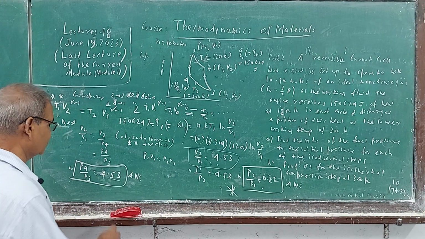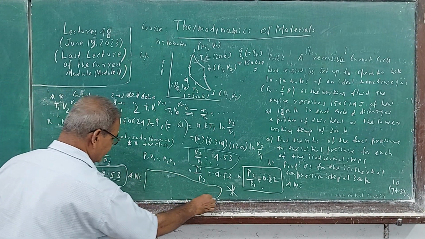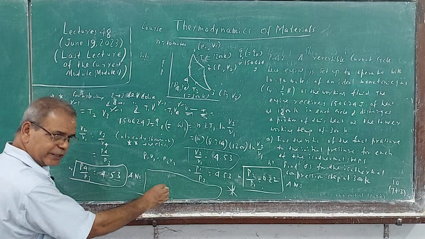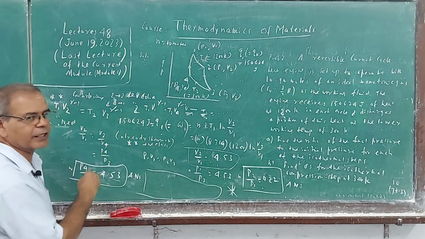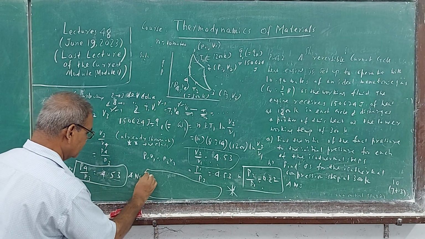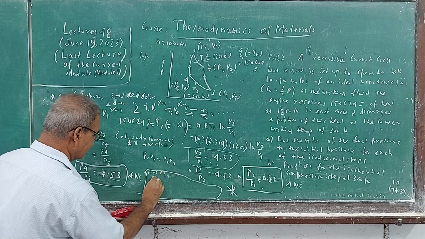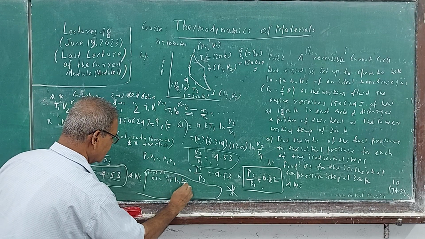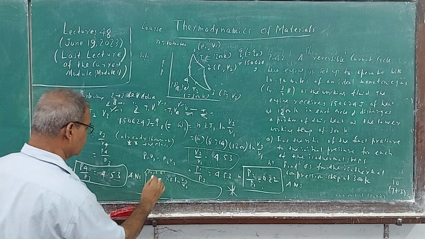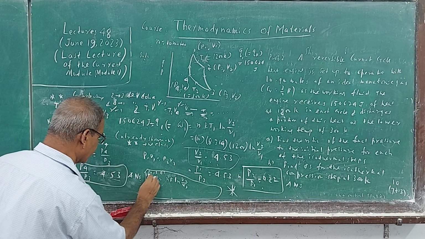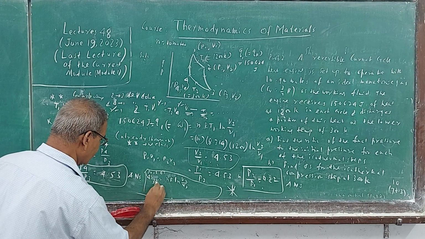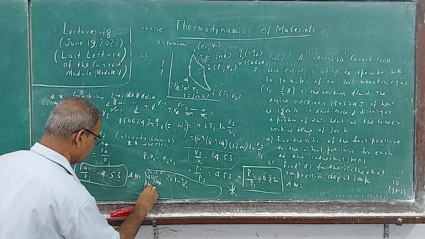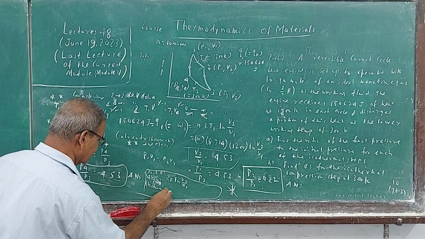The last is delta S, part B. This much space is required. Though I can remove this, I'll show it here. Delta S is what? n R ln V2 by V1 for an isothermal path. Delta S for which step? 3 to 4, it is given. Write delta S 3 to 4, isothermal. Isothermal, you know what the relation is.